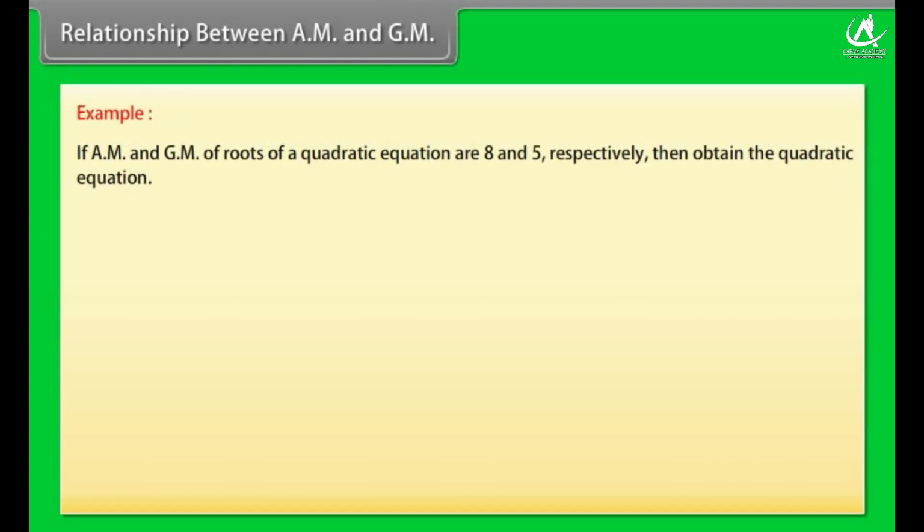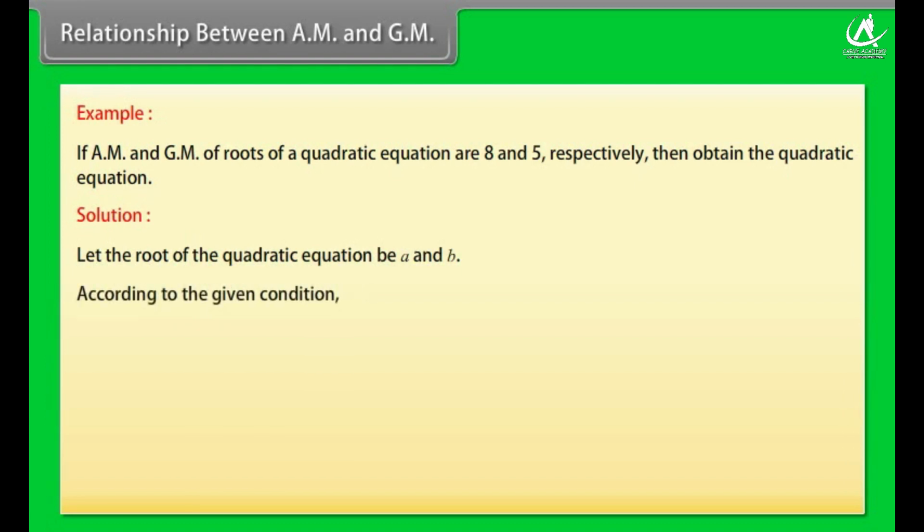Example. If AM and GM of roots of a quadratic equation are 8 and 5 respectively, then obtain the quadratic equation. Solution. Let the roots of the quadratic equation be A and B. According to the given condition, arithmetic mean is equal to A plus B divided by 2 is equal to 8. It implies that A plus B is equal to 16. Let it be equation 1.